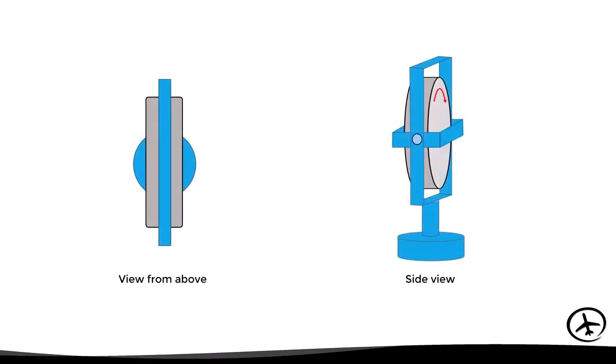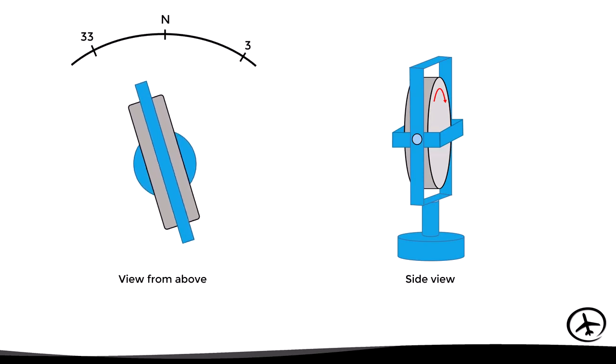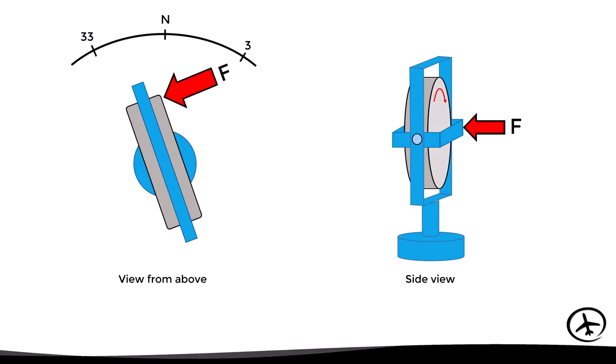Here, in the image on the left we can see the gyro from above, while on the right side we have a side view. If in this case the aircraft starts turning to the left, it would be as if we were applying a force to the gyro at this point. However, due to the precession effect, that force will be exerted 90 degrees in the direction of rotation of the gyro, which means that it will actually be applied at this point. The result will then be that the gyro will be tilted in this way.